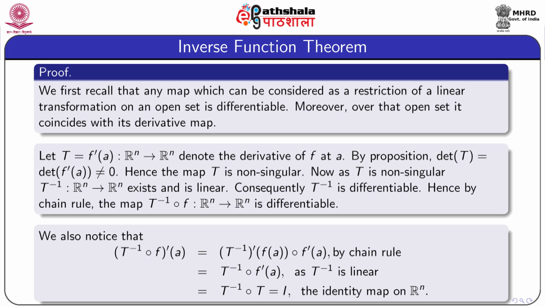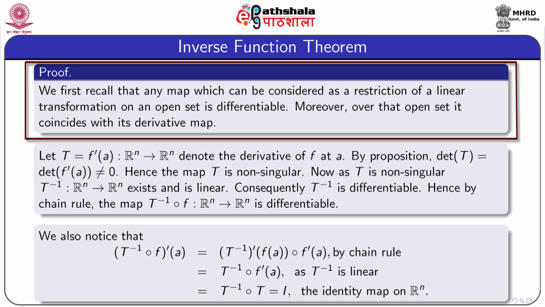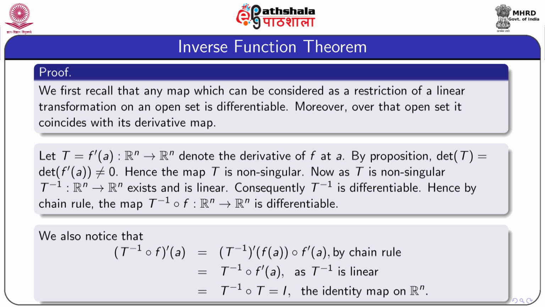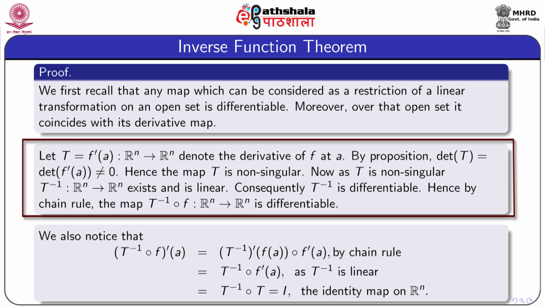Proof. We first recall that any map which can be considered as a restriction of a linear transformation on an open set is differentiable. Moreover, over that open set it coincides with its derivative map. Let us denote f'(A) by T. By the proposition, determinant of T is non-zero. Hence, the map T is non-singular. As T is non-singular, its inverse map T inverse from Rn to Rn exists and is linear. Consequently, T inverse is differentiable.